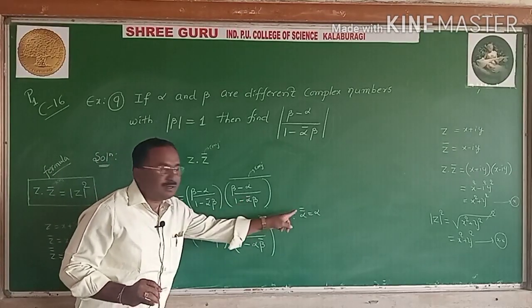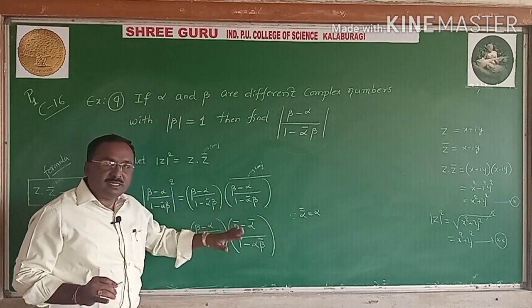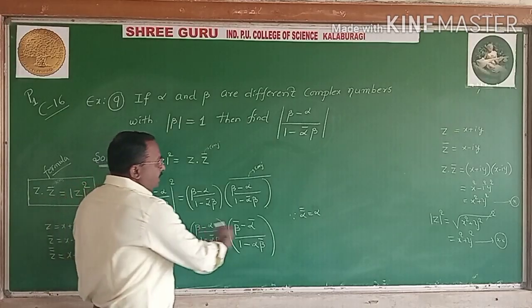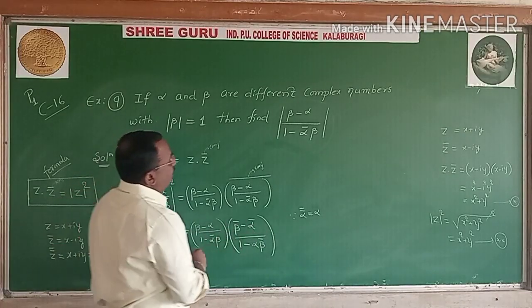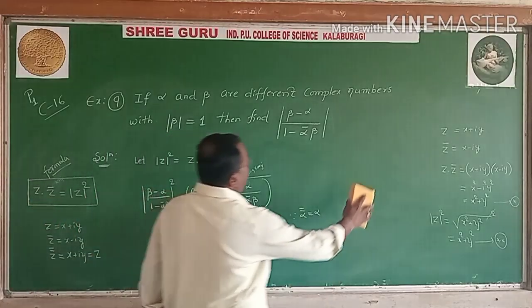Alpha double bar is equal to what? Alpha. Beta double bar is equal to what? Beta. Z double bar is z, alpha double bar is alpha, beta double bar is beta. Here, next, the product. These two products, simplify. That is the product of these two, simplify.